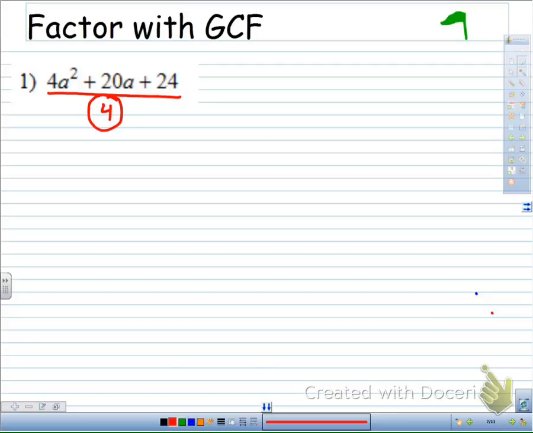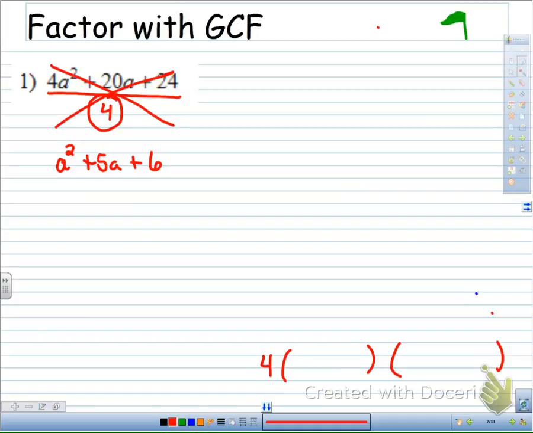So I'm going to go ahead and down here, I'm going to put the spot where I'm going to write my answer, the 4, and I'm going to put my two binomials, my two parentheses, and this quadratic is going to change. Okay? When I divide them all by 4, I'm going to have a new quadratic. It's going to be a squared plus 5a plus 6. This is no longer needed. Okay? I already took my 4 down. Please make sure you don't forget that. It used to drive me crazy when I used to do these.